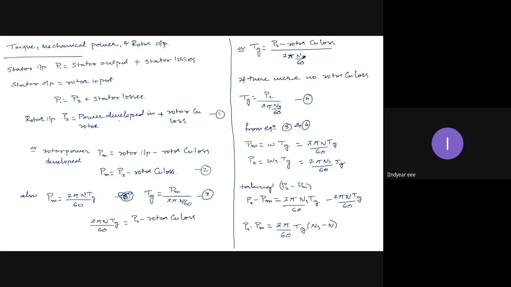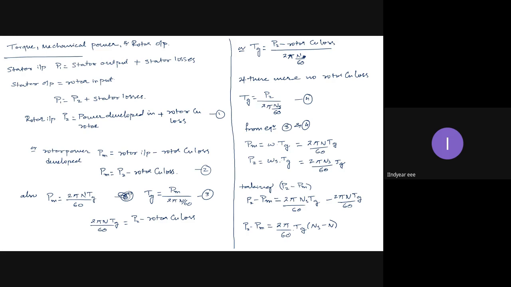From equation 2, what is equation 2? It is Pm equals rotor input, sorry, P2 minus rotor copper loss. So from equation 2, I can write rotor copper loss equals P2 minus Pm. You can observe here, rotor copper loss is equal to P2 minus Pm. Take this as equation 5.